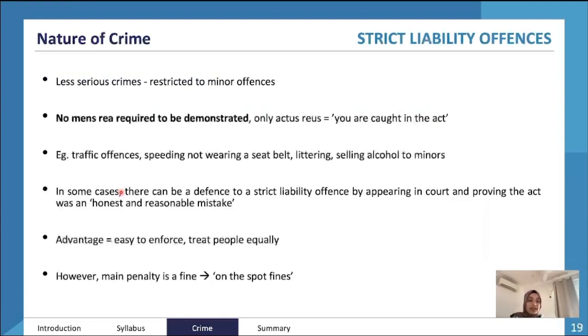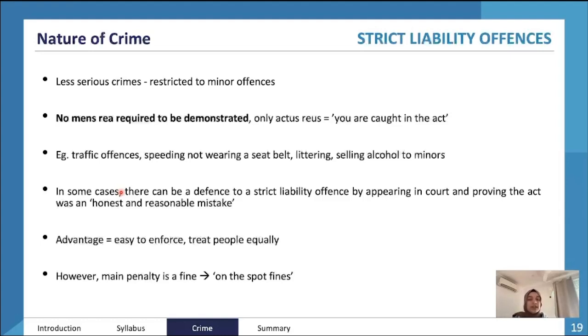All right, less serious crimes. So basically, strict liability offences are less serious crimes. They're not really going to be things like murder or anything like that. They're restricted to minor offences. So there's no mens rea required to be demonstrated. You just basically have to do the act and that's enough. Actus reus, basically. You're caught in the act of stealing. You're caught in the act of speeding.